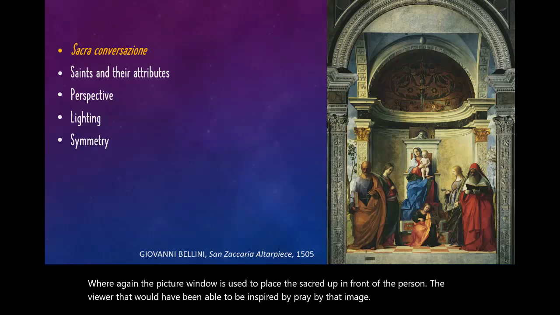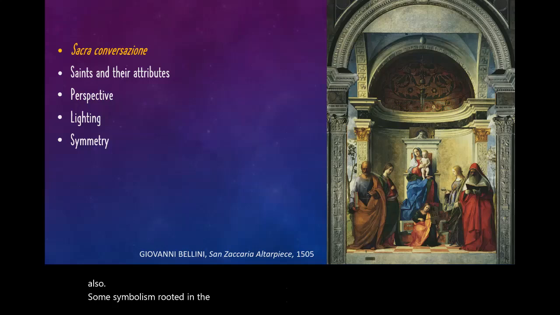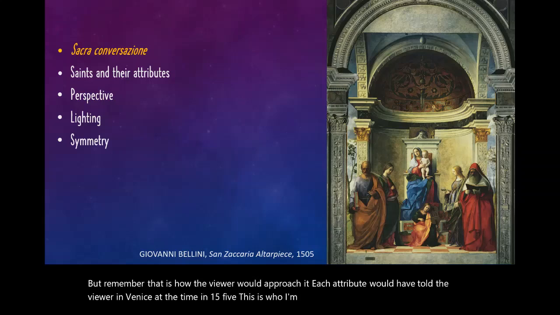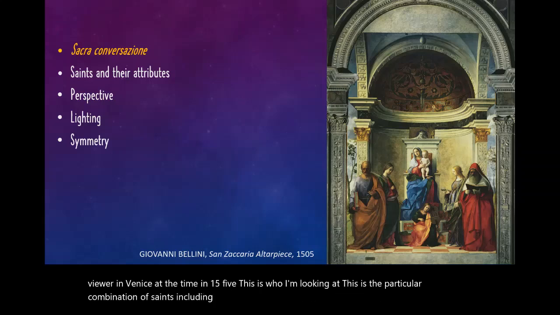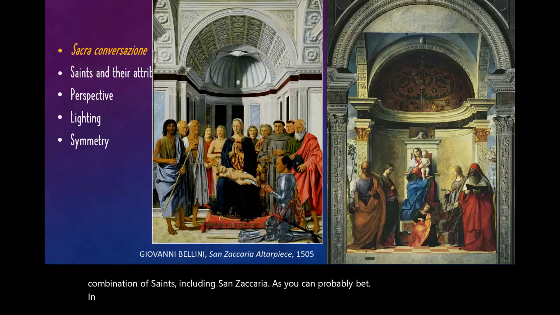Bellini communicates to the viewer through, of course, perspective, lighting, and symmetry, but also some symbolism rooted in the Middle Ages, saints' attributes. So which book they are holding, or in the case of poor St. Lucy, a dish with her own eyes, identifies them as which saint. So we have St. Jerome up here, we have Lucy, as I've mentioned. Again, not important for us to remember who's who, but to remember that that is how the viewer would approach it. Each attribute would have told the viewer in Venice at the time in 1505, oh, this is who I'm looking at. This is the particular combination of saints, including San Zaccaria, as you can probably bet. In this combination with the very by now conventionalized Mary and Jesus.